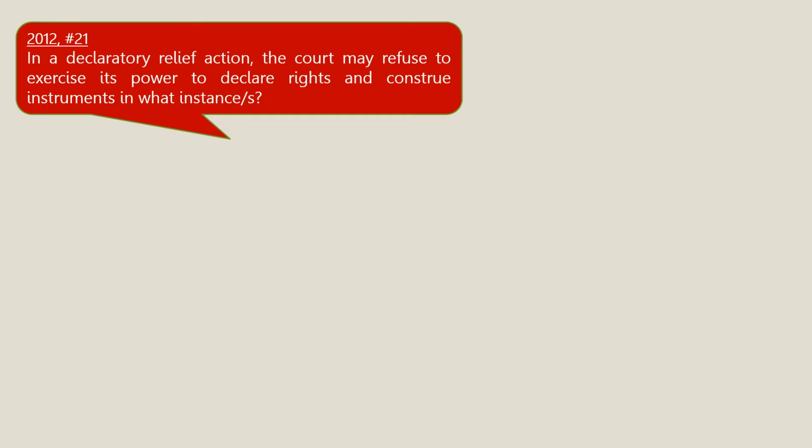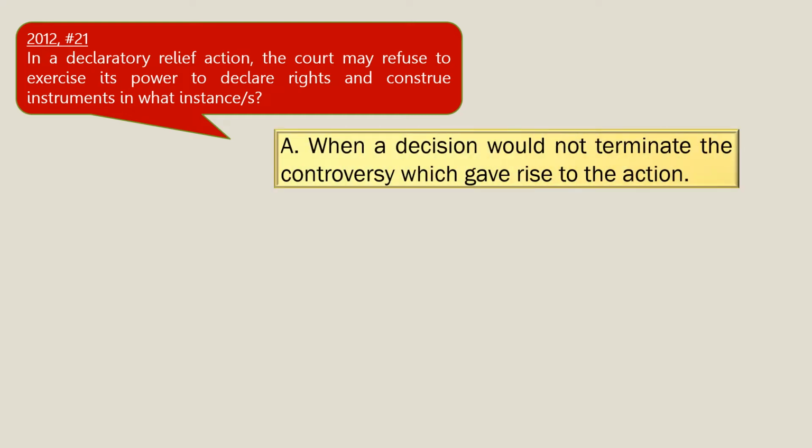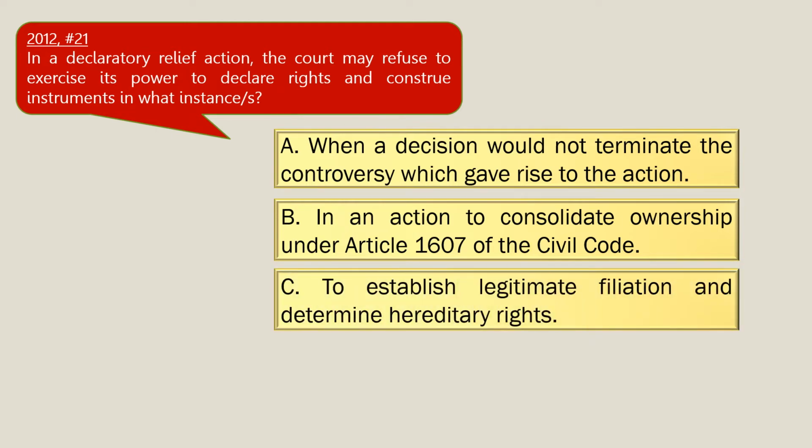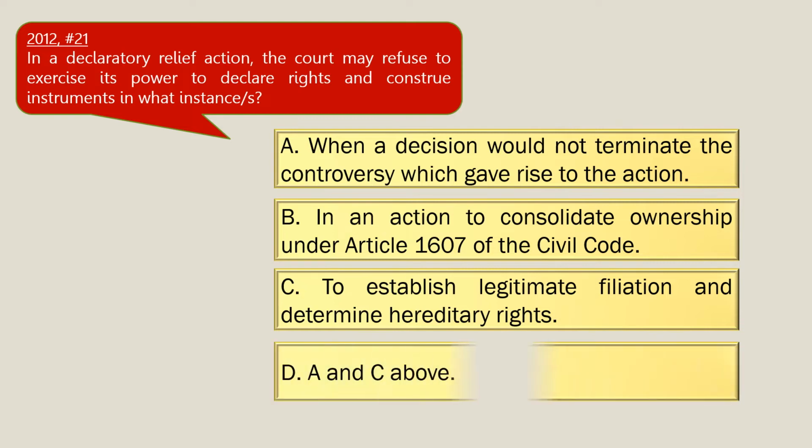2012 Bar Question number 21 MCQ. In a declaratory relief action, the court may refuse to exercise its power to declare rights and construe instruments in what instances? Choices are: letter A, when a decision would not terminate the controversy which gave rise to the action. Letter B is in an action to consolidate ownership. Letter C is to establish legitimate filiation and determine hereditary rights. Letter D is A and C above.